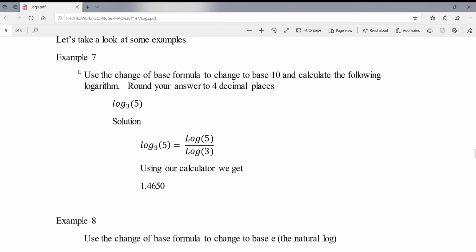Example 7. Use the change of base formula to change to base 10 and calculate the following logarithm. Round your answer to 4 decimal places. Log base 3 of 5. Solution. Log base 3 of 5 using the change of base formula is equal to log of 5 divided by log of 3. Using our calculator, we get 1.4650.